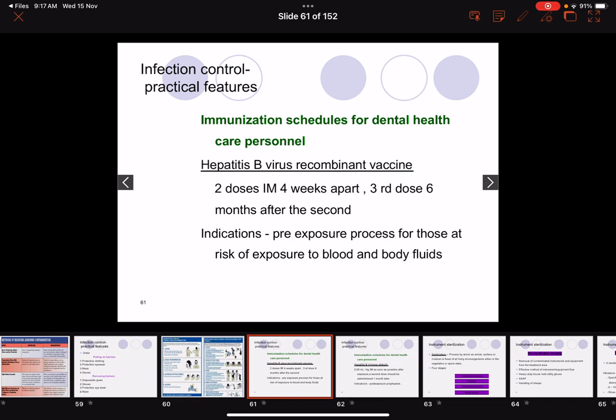The immunization schedule is another much-needed and often ignored aspect of infection control. That is the hepatitis B virus recombinant vaccine, 2 doses intramuscular, 4 weeks apart, and a third dose 6 months after the second. Indication: pre-exposure prophylaxis for those at risk of exposure to blood and body fluids.